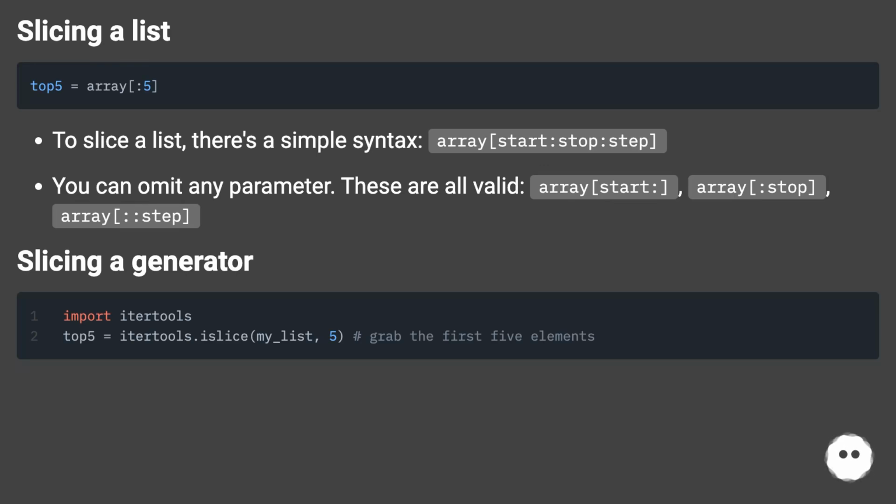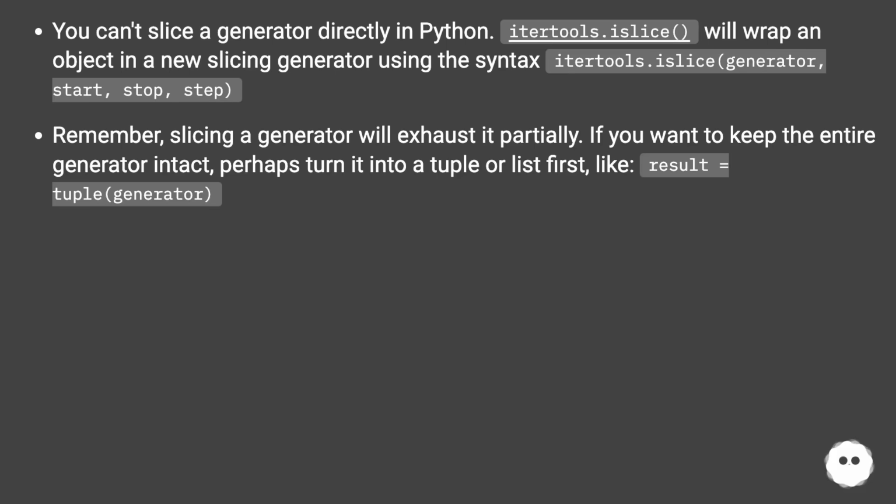Slicing a generator. You can't slice a generator directly in Python. itertools.islice will wrap an object in a new slicing generator using the syntax itertools.islice(generator, start, stop, step). Remember, slicing a generator will exhaust it partially. If you want to keep the entire generator intact, perhaps turn it into a tuple or list first, like result = tuple(generator).